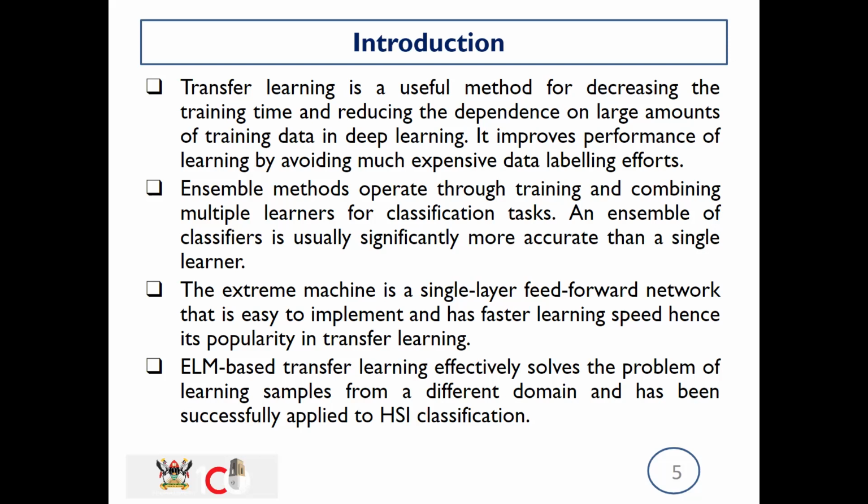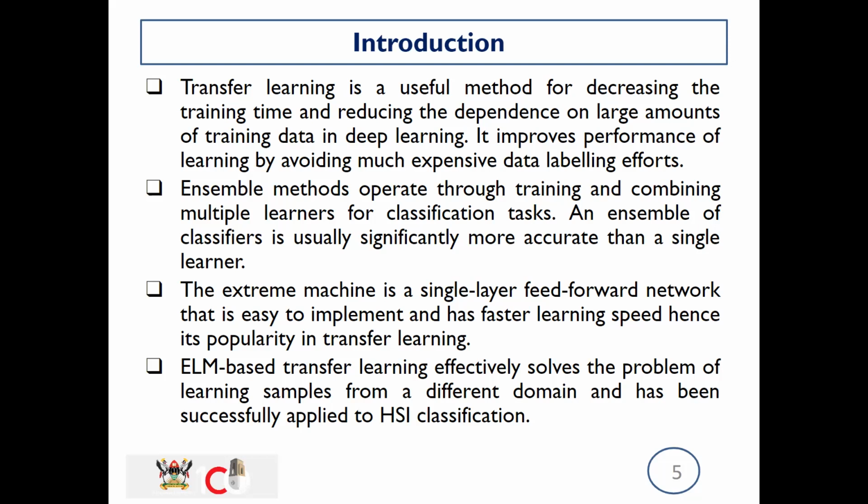Ensemble methods allow us to combine multiple learners. You can combine weights, output weights, and accuracies from multiple weak learners for classification tasks. And from research, we know that using an ensemble of classifiers is usually significantly more accurate than using a single learner.